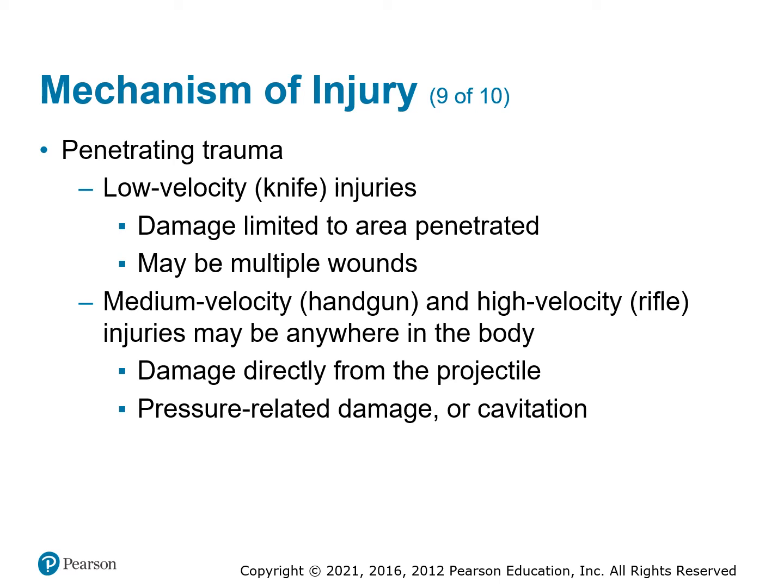You have the direct damage from the projectile. Knowing what kind of weapon it was, what kind of ammunition it was, gives you a clue on what kind of potential damage. And there's also pressure-related damage, so it's called cavitation. As the projectile goes into the body, the force is transmitted in a cone shape through the body tissue as it goes out the backside. So the front side's a small hole, the back side's a larger hole because of the pressure wave that's pushing the tissue outward.